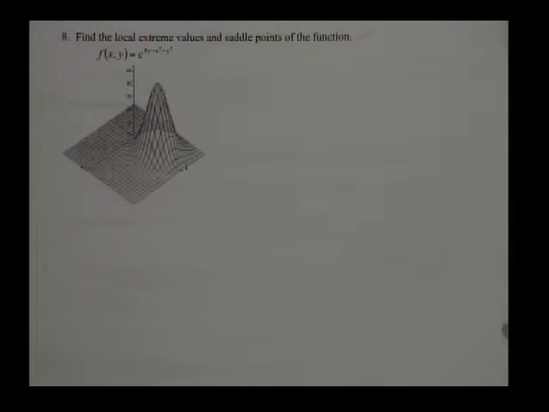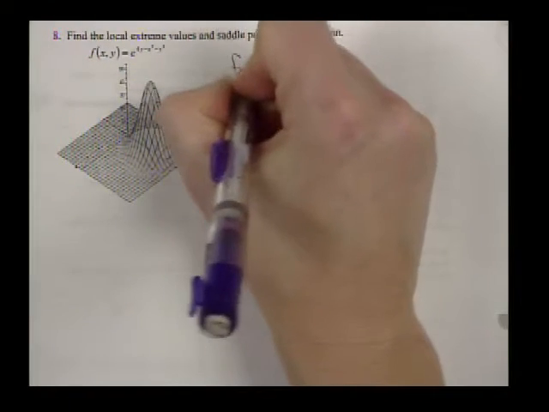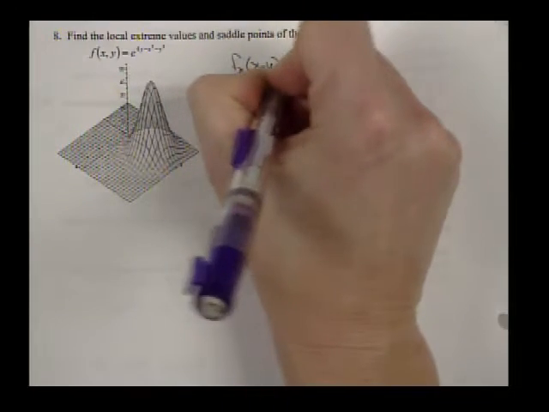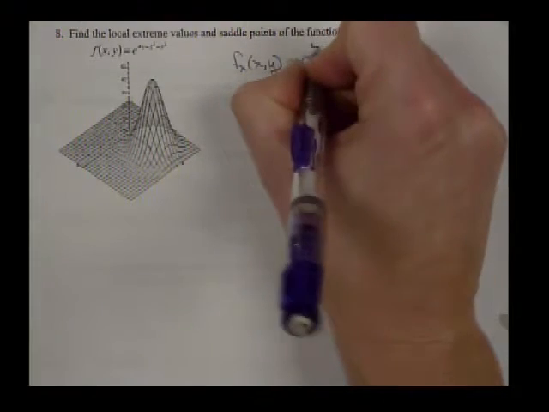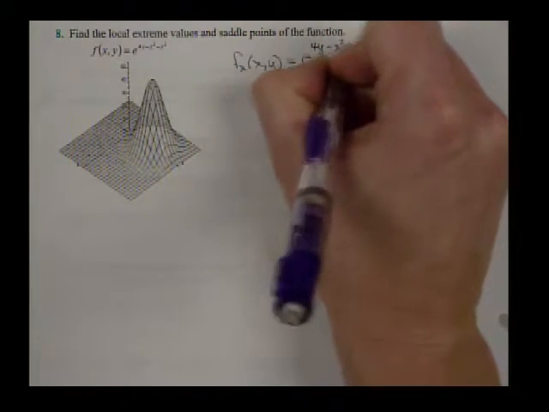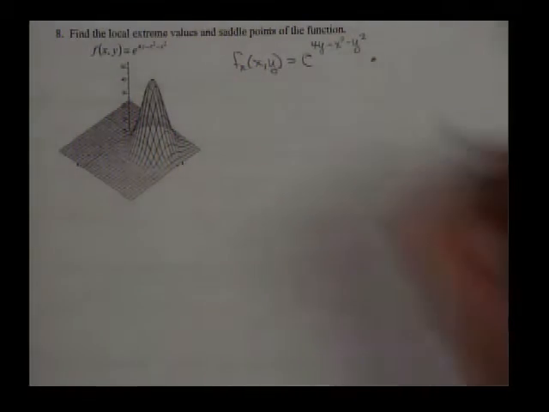So part A says find the local extreme values and saddle points of the function if there are any. So the first thing we need to do is find f sub x and f sub y. So f sub x. Anytime we start with an exponential, we automatically get the exponential back. E to the 4y minus x squared minus y squared. And then that would be times what? Negative 2x.